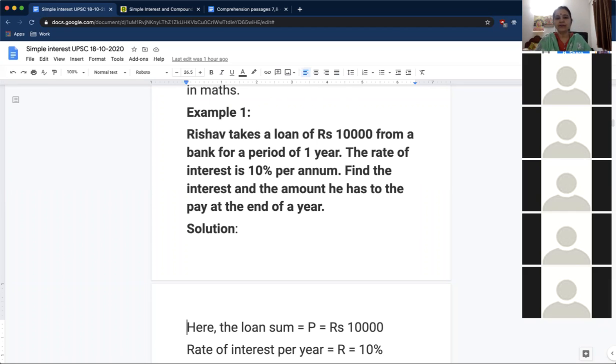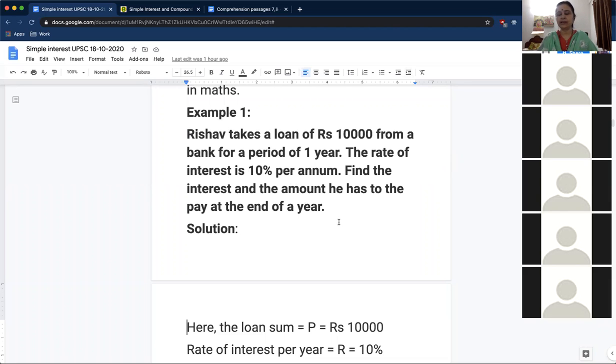Rishabh takes a loan of 10,000 rupees from a bank for a period of 1 year. So what is time here? 1 year. Time is always mentioned in years. The principal, the initial amount taken, is 10,000 rupees. Rate of interest is 10% per annum. Find the interest and the amount he has to pay at the end of 1 year.